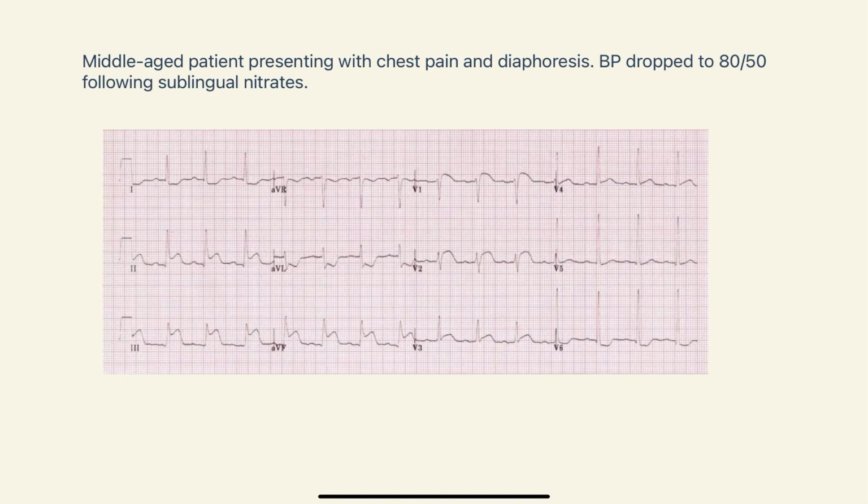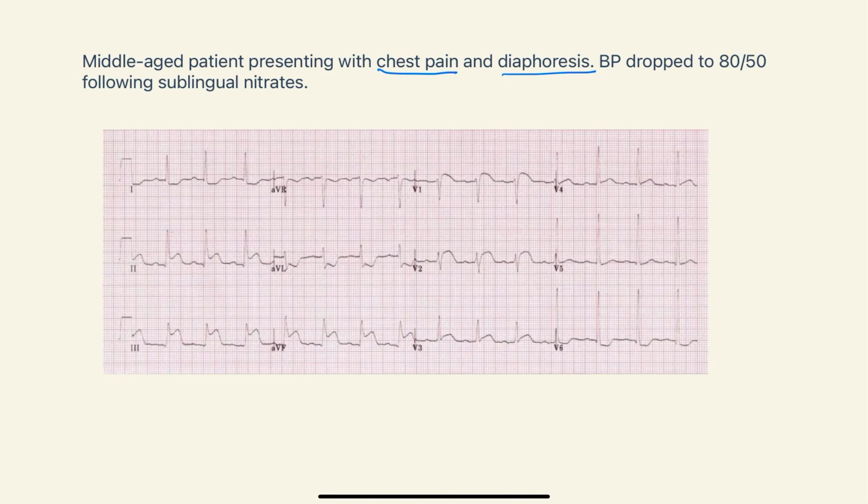A middle-aged patient presenting with chest pain and diaphoresis. BP dropped to 80 by 50 following sublingual nitrates. Here the patient presents with sudden onset of chest pain and diaphoresis, that is sweating. So the ECG is shown below. Let's now decode the ECG.